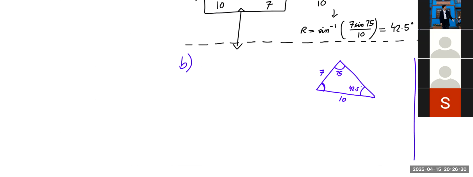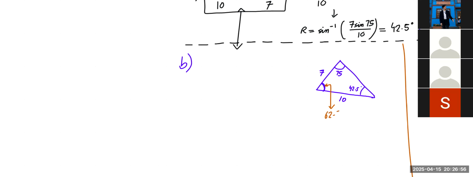Anyways, so we know the two sides. We don't know the angle between them. We can find the angle between them, can't we? Yeah. How? Just take 180 minus the angles we know. Because the total angle inside of a triangle is 180, so we can find this guy by doing 180 minus whatever is the other angles. So minus 75 minus 42.5, which tells us that this angle is 62.5.